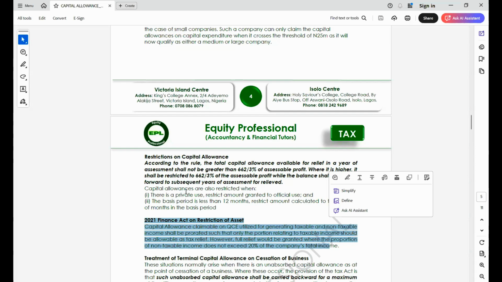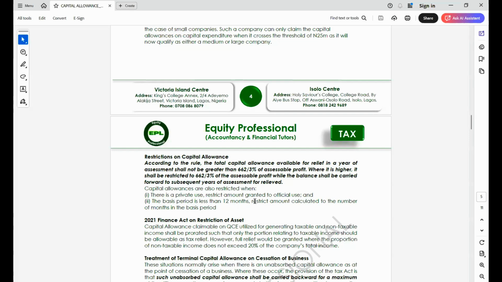So what the rule is saying is that where an asset is utilized to generate both taxable and non-taxable income, the portion that relates to non-taxable income will not be available for capital allowance claim. Only the portion that relates to taxable income will be available. In essence, where you are making an income that you are not going to pay tax on, you are also not expected to be given relief on that income. So any income that is non-taxable will also not qualify for capital allowance claim.